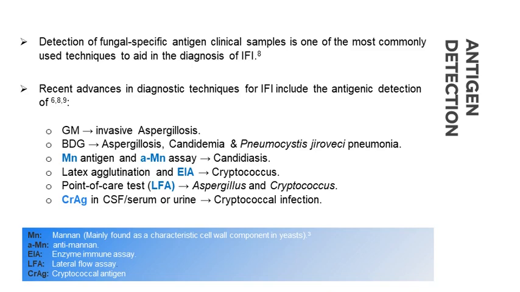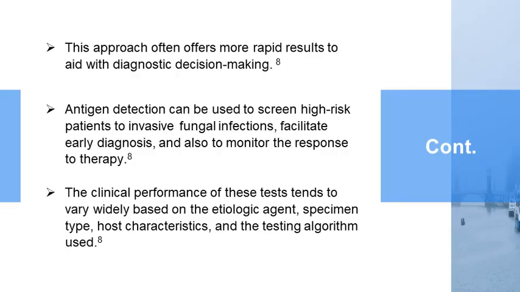Recent advances in diagnostic techniques for invasive fungal infections include the antigenic detection of galactomannan for invasive aspergillosis, 1,3-beta-D-glucan, a pan-fungal marker for aspergillosis, candidemia, and Pneumocystis jirovecii pneumonia, mannan antigen and anti-mannan antibody assay for candidiasis, latex agglutination and enzyme immunoassay for cryptococcus, and the point-of-care lateral flow assay for aspergillus and cryptococcus. Also, the detection of cryptococcal antigen in cerebrospinal fluid, serum or urine provides a definitive diagnosis of cryptococcal infection. This approach often offers more rapid results to aid with diagnostic decision-making.